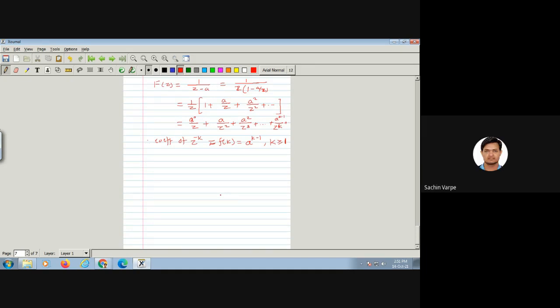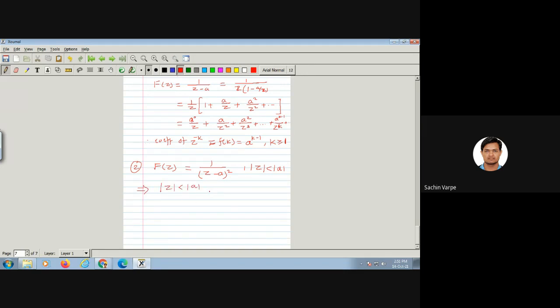Take the next one: 1 upon z minus a the whole square, in the ROC mod z less than mod a. Do it once. How will we do it? We start with the given ROC, mod z less than mod a.